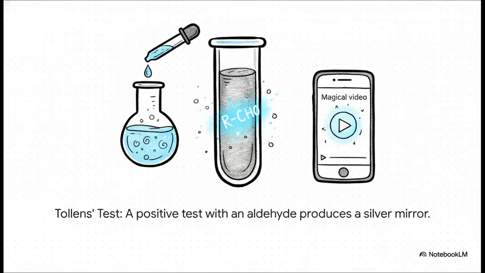I'm absolutely sure you have all seen this on YouTube Shorts or Instagram Reels, that magical video where a clear liquid suddenly forms a perfect, shiny mirror inside a test tube. Well, that is this exact same Tollens test. It's one of the most beautiful reactions in chemistry, and it's our best friend for identifying aldehydes.